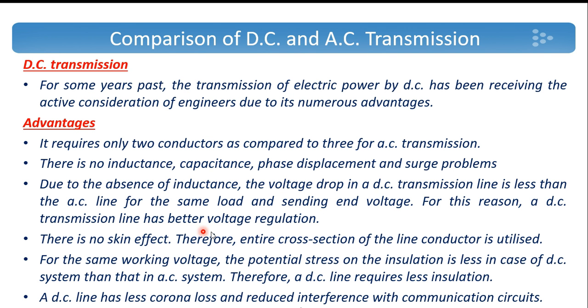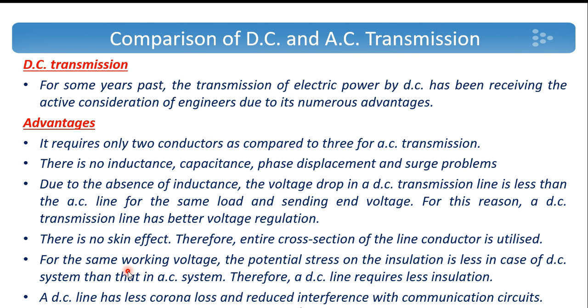For this reason, a DC transmission line has better voltage regulation. Voltage regulation is the change in voltage. Voltage drop is less, so the change in voltage is less. And there is no skin effect. As we all know, in an AC system, the current is mainly concentrated in the skin or the surface of the conductor due to the skin effect. In a DC system, there is no problem with skin effect as the frequency is zero. Therefore, the entire cross section of the line conductor can be effectively utilized.